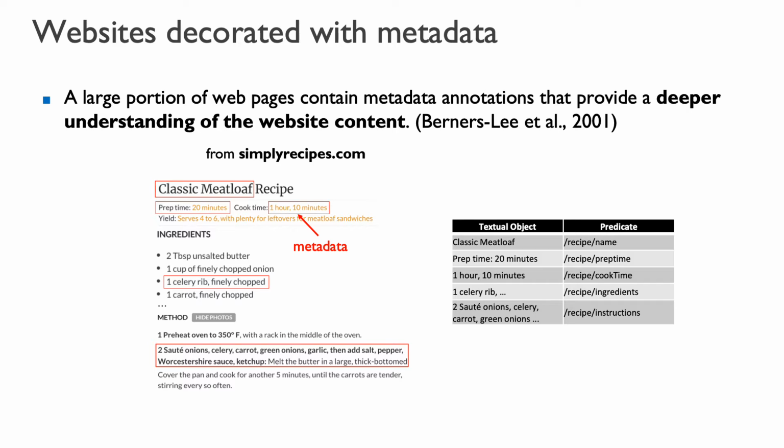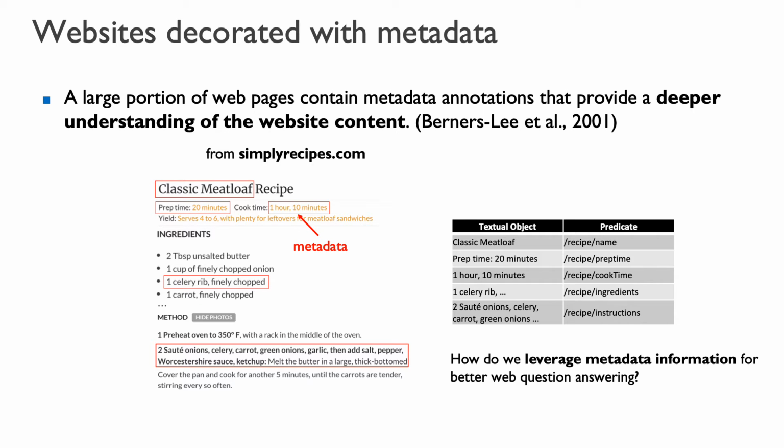From the statistics reported from the schema.org projects, we know that there is a large portion of websites that contain metadata annotations, which provide a deeper understanding of the content. For example, here, there's a recipe from the simplyrecipes.com website about classic meatloaf. And from the HTML file for this corresponding text, we know that many of them are decorated with predicates from a hierarchy from the schema.org projects. For example, here, the preparation time, 20 minutes, is decorated by the prep time recipe predicate.